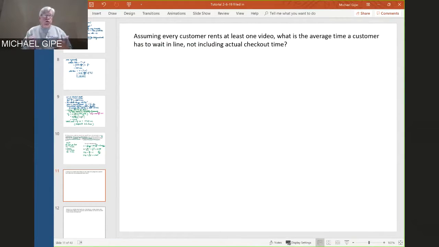It was a little different question than the previous one. The previous one, how much time did the customer have to wait for a response to his email? That meant he had to include the queue time plus the processing time. This question, the way it's written, says what's the time the customer waits in line, not including the actual checkout time. So just the TQ part.